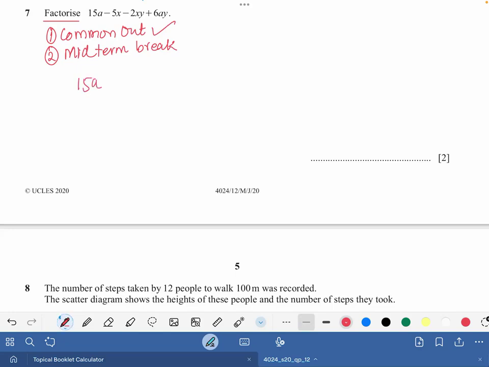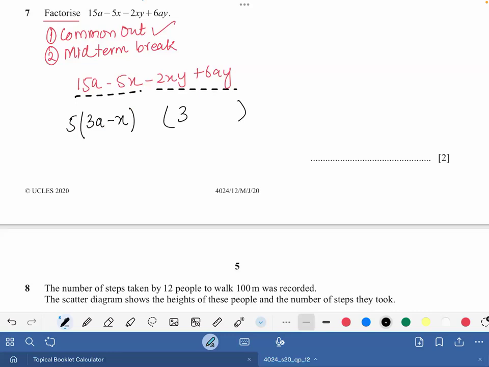So write 15a minus 5x minus 2xy plus 6ay. You can see that the question has 4 terms. So what you have to do, just make two pairs. This is pair number one and this is pair number two, let's say. So in pair number one, only 5 is common. So I can write 3a minus x. Whatever is common here, you need the same bracket here. Okay, remember that. I can take minus 2 common or plus 2. Let's take plus 2 and y common.